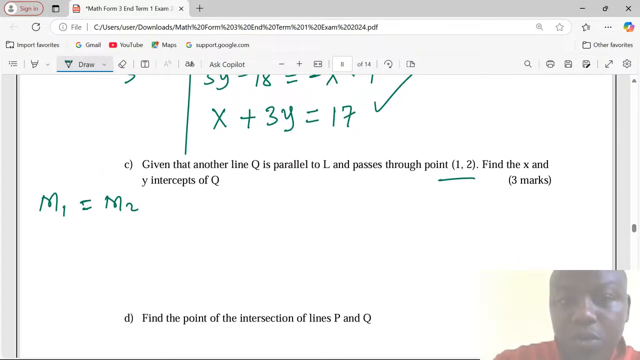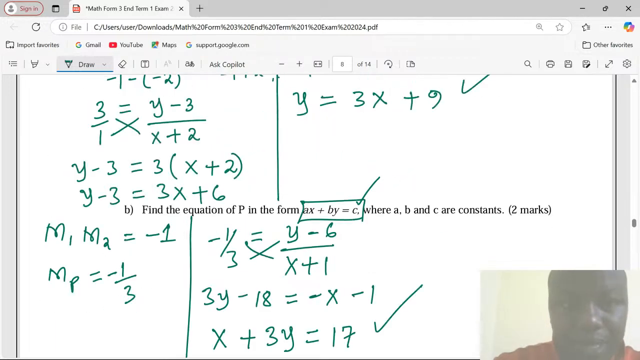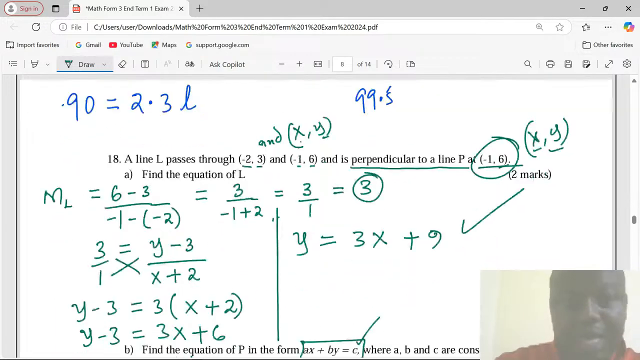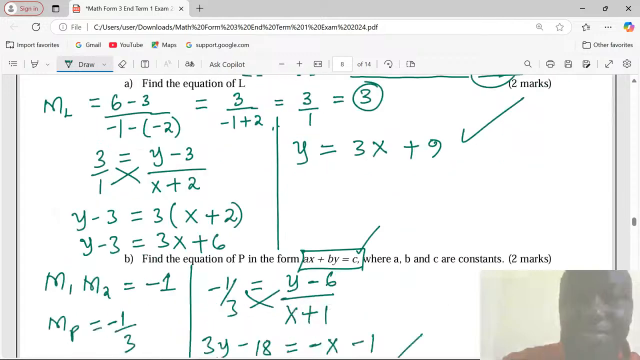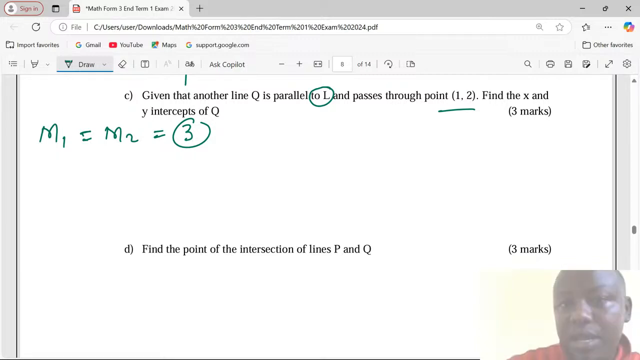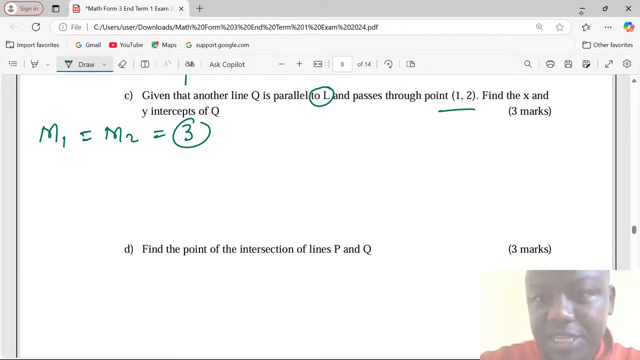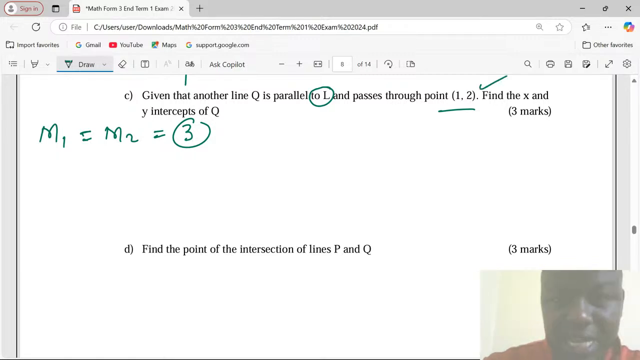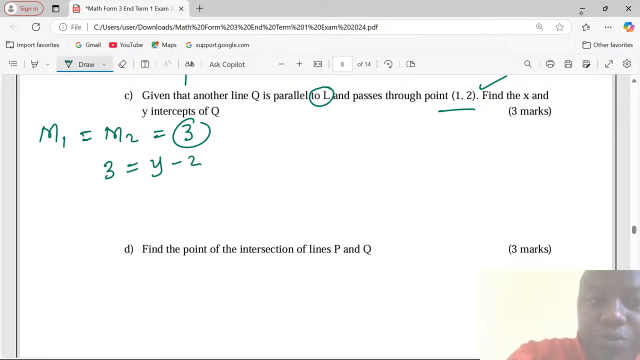So we need to know what was the gradient of L. Gradient of L is 3. If the gradient of L is 3, then the gradient of the new line Q is also 3. Now the line is passing through (1, 2). That means we can find the equation. Express gradient 3 equals change in y minus 2 over change in x minus 1.